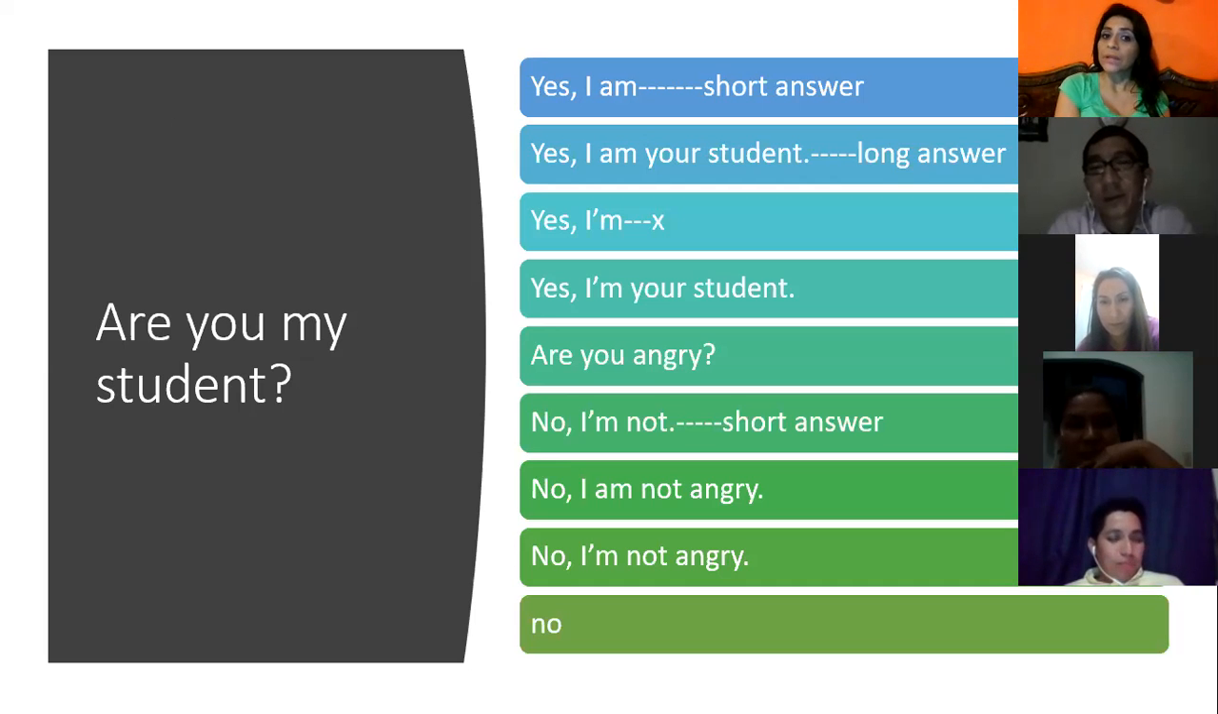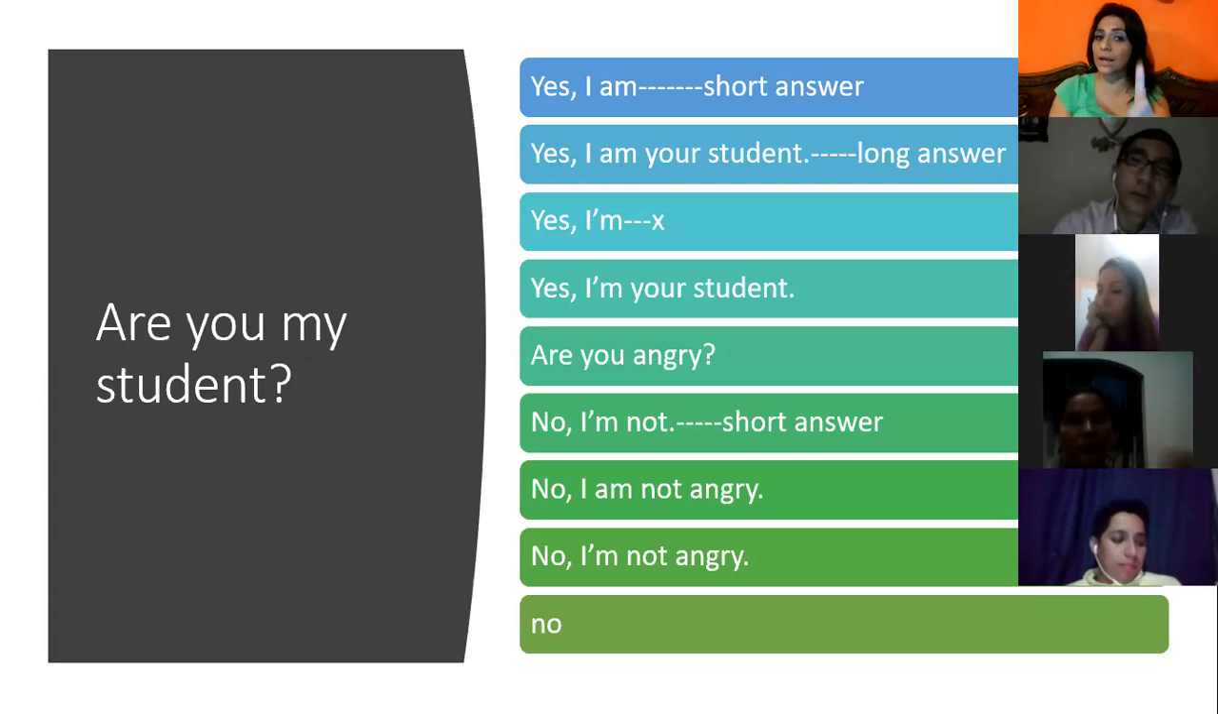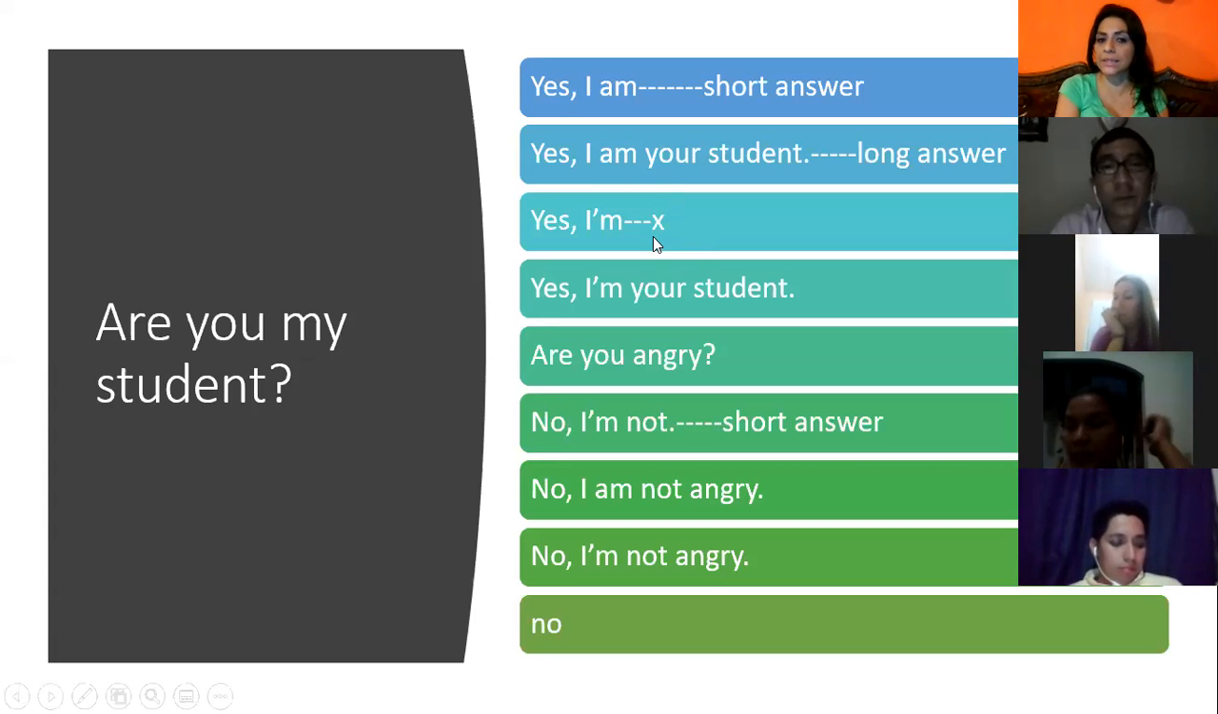Ahora, la respuesta larga es cuando decimos, yes, I am your student. Okay, si se fija, es mucho más larga que la primera. La primera es bien corta, yes, I am. The other one is, yes, I am your student. Lo que no se puede hacer es la que está con una X acá y dice, yes, am. No, esa no. Esa no existe. No la haga más corta. Ya no hay. Ok?